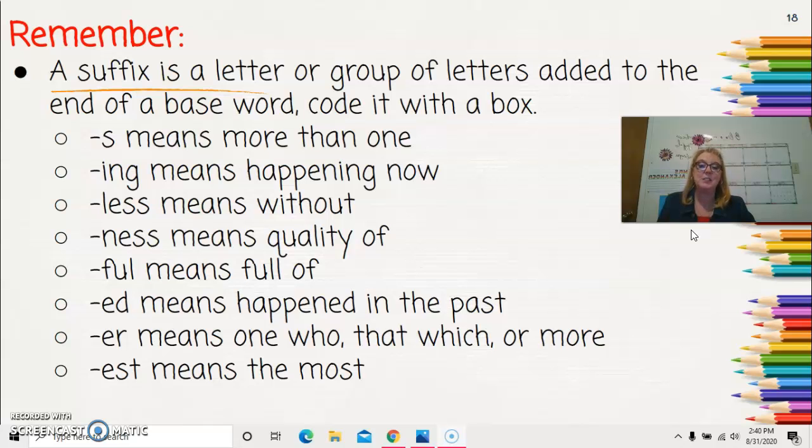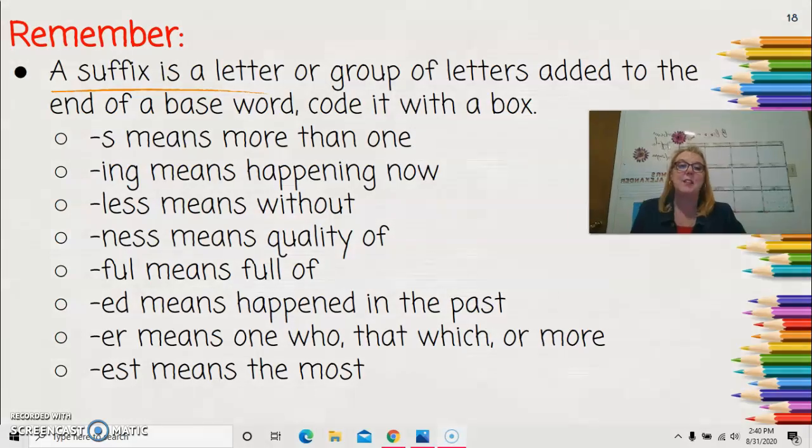Consonant suffix ness means quality of. Consonant suffix ful means full of. Vowel suffix ed means happened in the past. Vowel suffix er means one who, that which, or more. And vowel suffix est means the most.